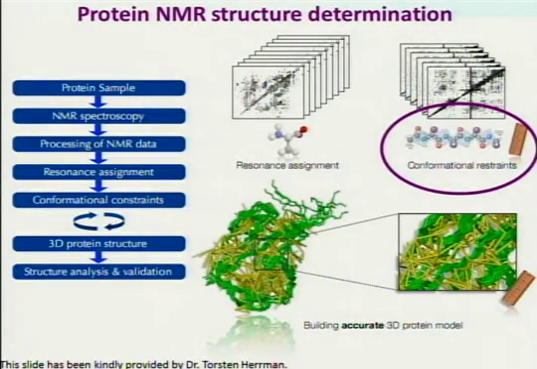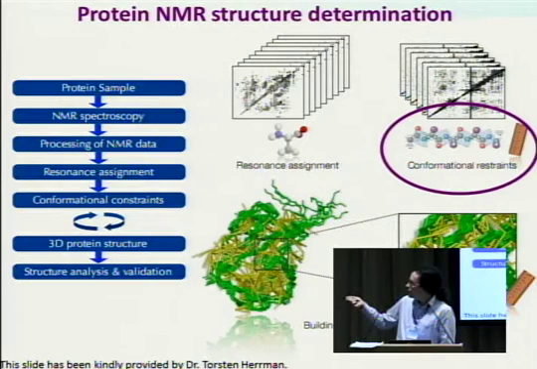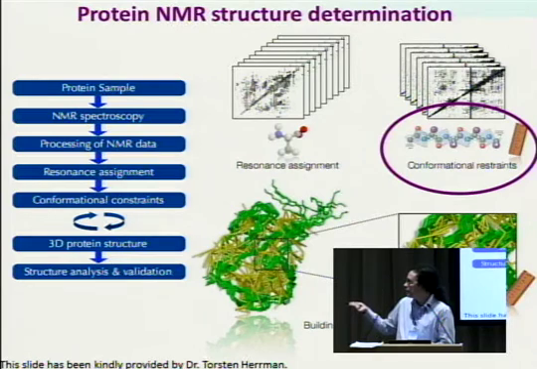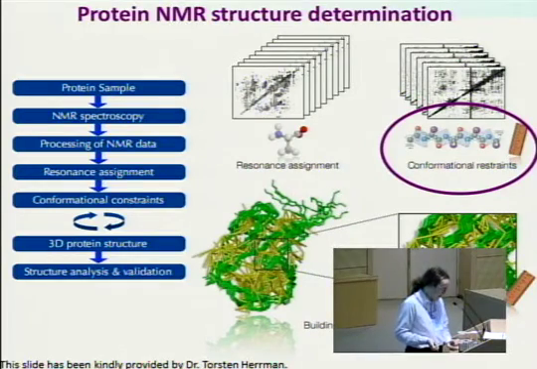So this is the workflow. You have the sample, you do the spectra, you process, you assign resonances, you find conformational constraints, you calculate the structure. As you know, this is an iterative process, because having the structure will help you to find new additional conformational restraints, and also will help you prune errors in your original restraints and assignments. So you have to iterate several times between the 3D structure calculation and the analysis of the restraints. And then at the end you have the validation.